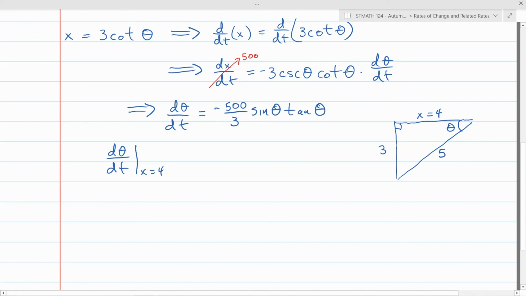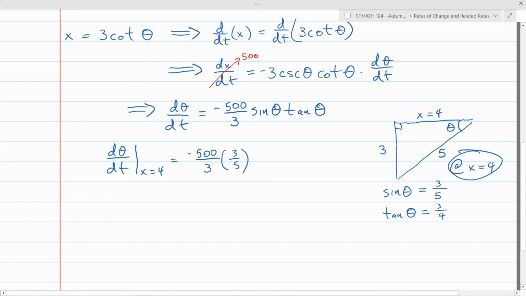So you can just read off from that triangle now, what is sine of theta? Well, sine of theta is the opposite over the hypotenuse. That'd be 3/5. And the tangent is the opposite over the adjacent, so that'd be 3/4. So now this is all happening when x is equal to 4, right? So we get negative 500 over 3. The sine of theta worked out to be 3/5. And tangent of theta worked out to be 3/4. And I can do some simplifications here.